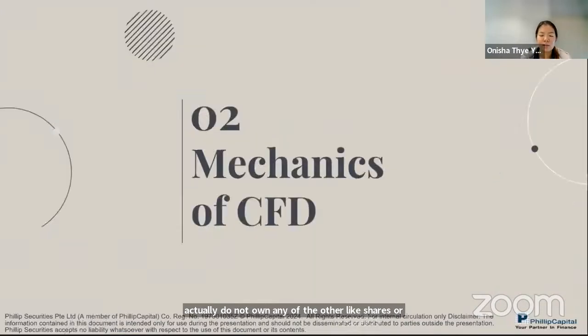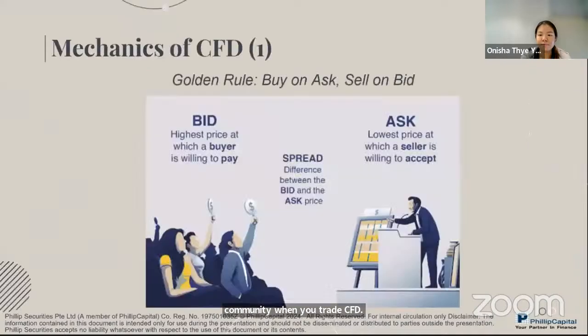Okay, let's see how CFD works. Here, the basics of buying and selling CFD work similarly to stocks. You buy at the ask and sell at the bid. The ask is the lowest price at which a seller is willing to accept, and the bid is the highest price at which a buyer is willing to pay. The spread is just the difference between the bid and ask, which is how we quote our bid and ask price.